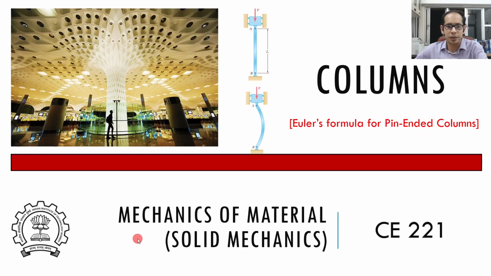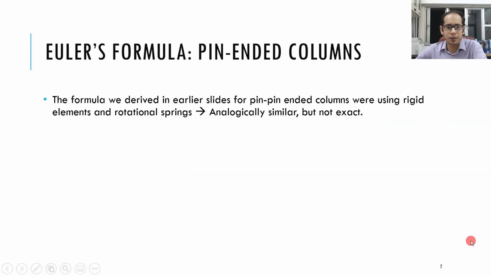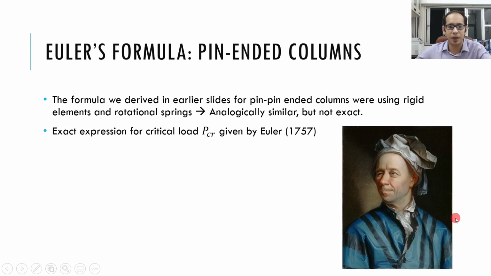So in this lecture, we are going to look at Euler's formula for the pin-ended columns, and the reason why it is necessary is because the earlier formula we derived, using the rigid bar and the rotational spring, is analogically similar to understand, but it is not an exact formulation. So the exact formulation was actually, and from the name itself, as you can say, Euler's formula. It was given by Euler in the year 1757.